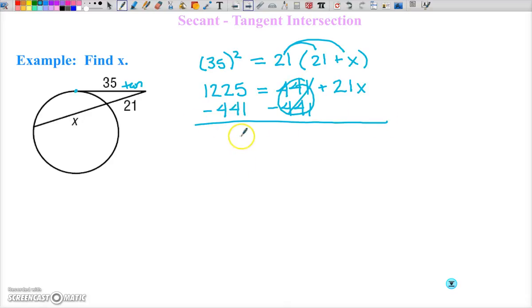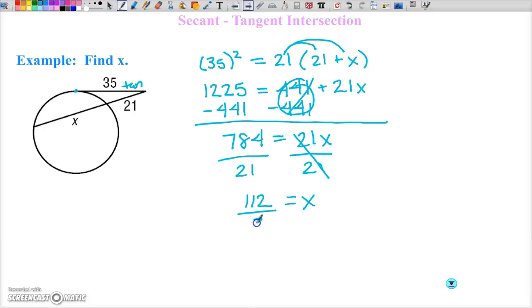This is a 0. 1,225 minus 441 is 784. And then we divide by 21 on both sides of the equation. So those undo one another, and 784 divided by 21 does not divide evenly, but the calculator does reduce it to 112 over 3 for you. And I would just leave it like that because it's a repeating decimal.